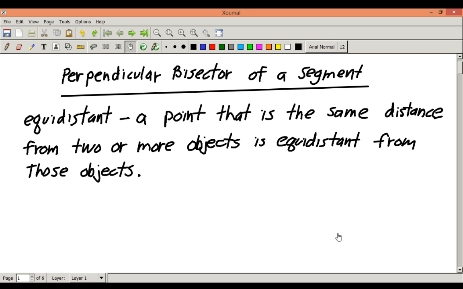Okay, let's start out with a vocabulary word here. Vocabulary word is equidistant. A point that is the same distance from two or more objects is equidistant from those objects. So if you think of the word equidistant as meaning equal distance, then you should be able to remember that.